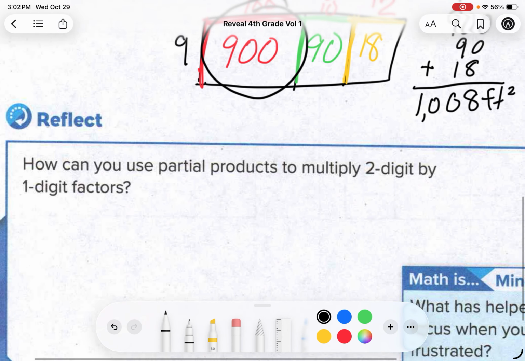We discussed our reflect in class, so you guys are good to go. Excellent job.